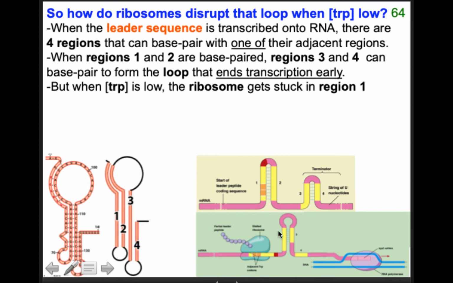If the ribosome is stuck here for a while, then that's getting in the way of regions 1 and 2 binding together, so it breaks up this loop here.